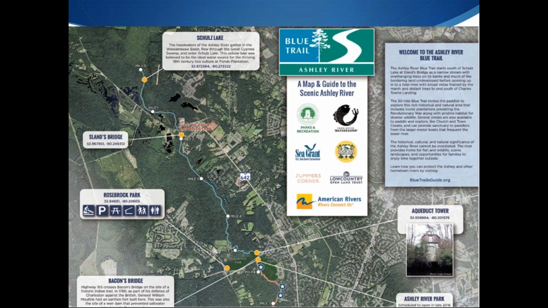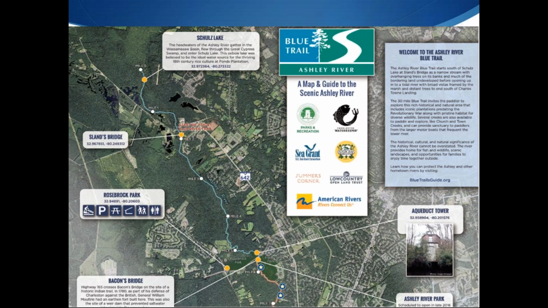So some examples for you. This is the Ashley River Blue Trail map. It is in Charleston, South Carolina, and this is just a shot of part of it. GIS was used to create the access points and show you where the trail starts and ends and things that you can see along the way.